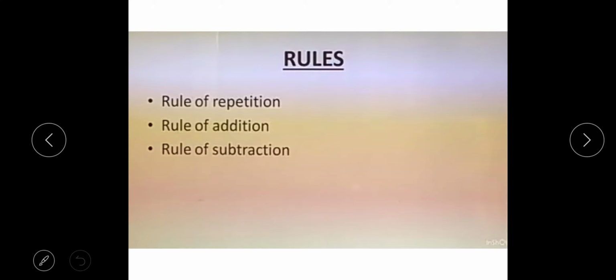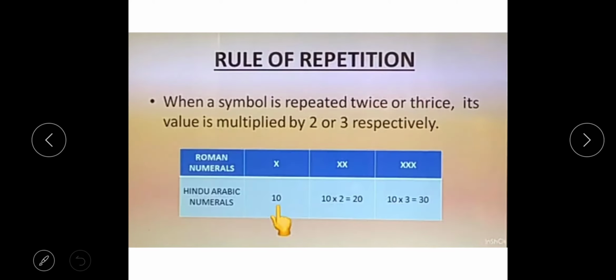Here are the rules for making Roman numerals. What is first? First is the rule of repetition. Second, the rule of addition. Third is the rule of subtraction. So let us see the first rule, the rule of repetition. When a symbol is repeated twice or thrice, its value is multiplied by 2 or 3 respectively. How? See here.